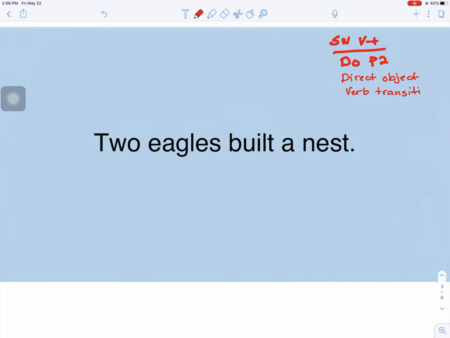So let's go about and label the sentence. 2 eagles built a nest. Who built a nest? Eagles. How many eagles? 2. That would be an adjective. What did the eagles do? They built. That's a verb transitive. What did they build? So you ask that what question? A nest. That's your direct object. And a is an article adjective. It's a period. It's a declarative sentence.